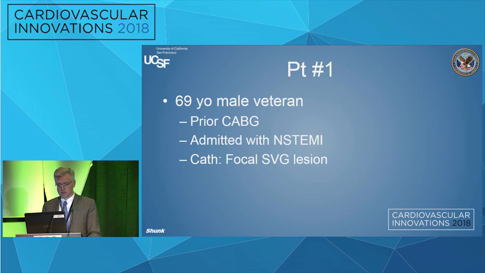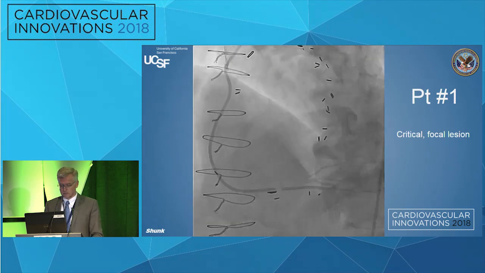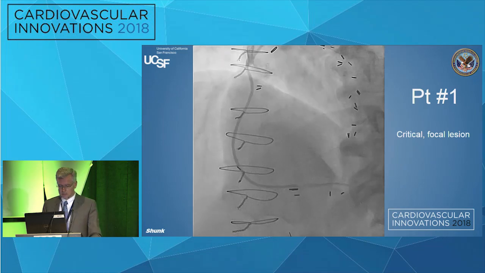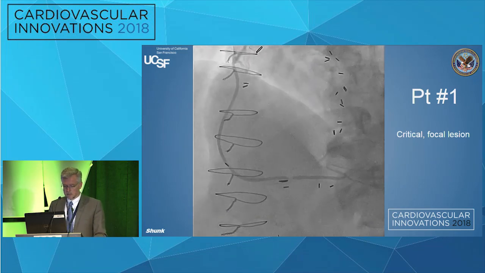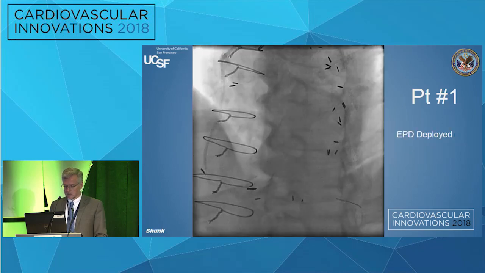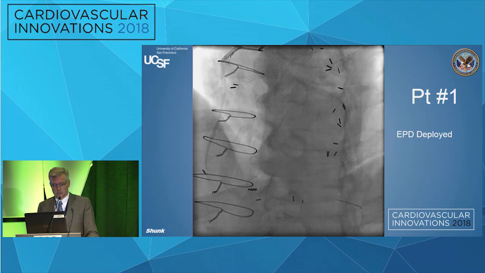This is a 69-year-old male veteran. He's had a prior CABG. He comes in with an on-STEMI. He goes to cath. He's got really not much other than this focal lesion in a vein graft down in the distal part of the body of the graft. Fairly small target vessel, a little bit diffusely diseased. And I think most of us would probably treat this vein graft in that setting with an on-STEMI.